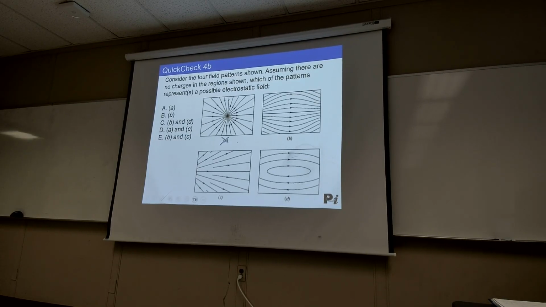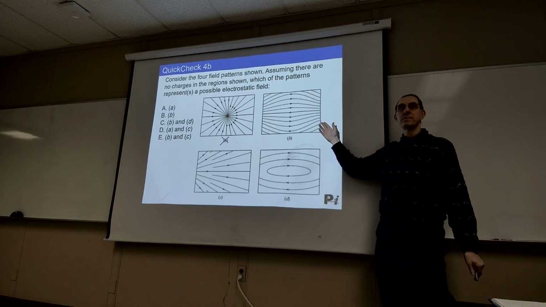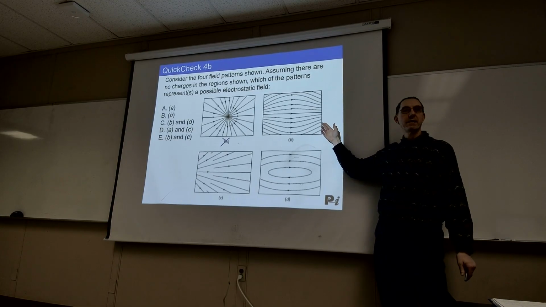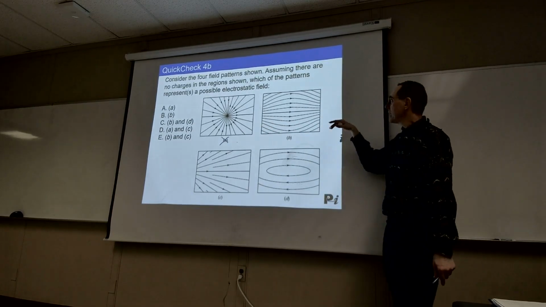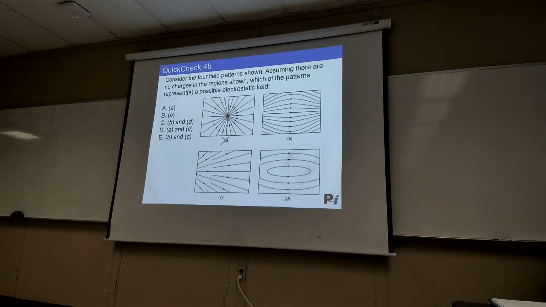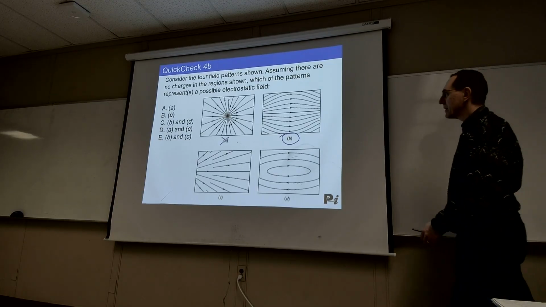All right, what about B? Is that physically realizable? How would I make a field like this? Zoom into the middle. Give me an example of what I'd have to do to construct this. You put positive on the left side and negative on the right side. Yeah, we might have a few other charges, but that's the idea. I think that's reasonable. I would go for B. I could believe that.